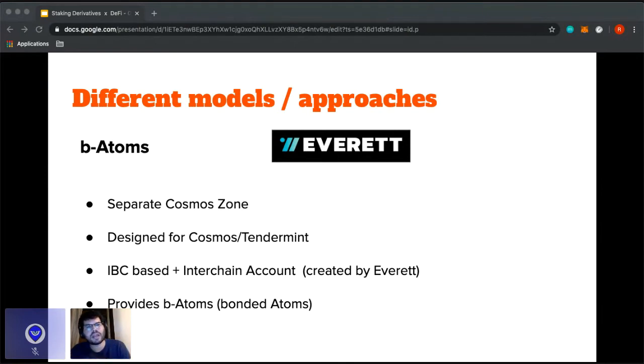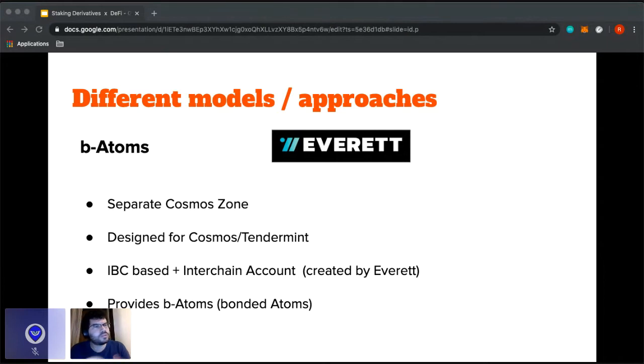So the way it is designed by Everett Protocol is basically they are building a separate Cosmos zone. This zone is designed also to work for Tendermint and Cosmos, and this zone is going to take the atoms that are going to be delegated to validators, and then release a token that is going to represent the staked atoms on the Cosmos Hub. So instead of going directly through the Cosmos Hub, you're going to go through another blockchain that is only going to take the atoms, delegate them to the validators that you pick, and then give you back a token called a B-Atom, which means basically bonded atom, that you can use afterward, that you can trade, etc.